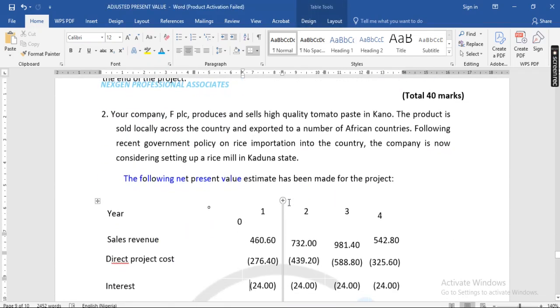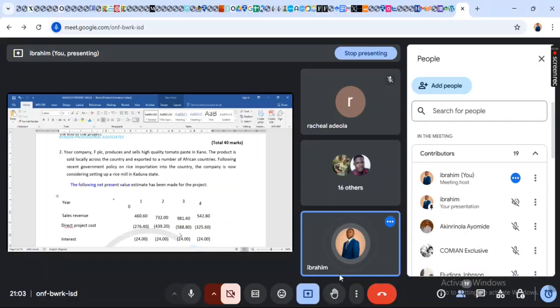Your company, FPLC, so we have to calculate adjusted present value. You already know that the required is to calculate adjusted what? Present value. When you want to determine adjusted present value, you need 2 items: the base case NPV as well as the PV of financing effect. Both. So whether you subtract or you add, you have your APV, then you make your decision.